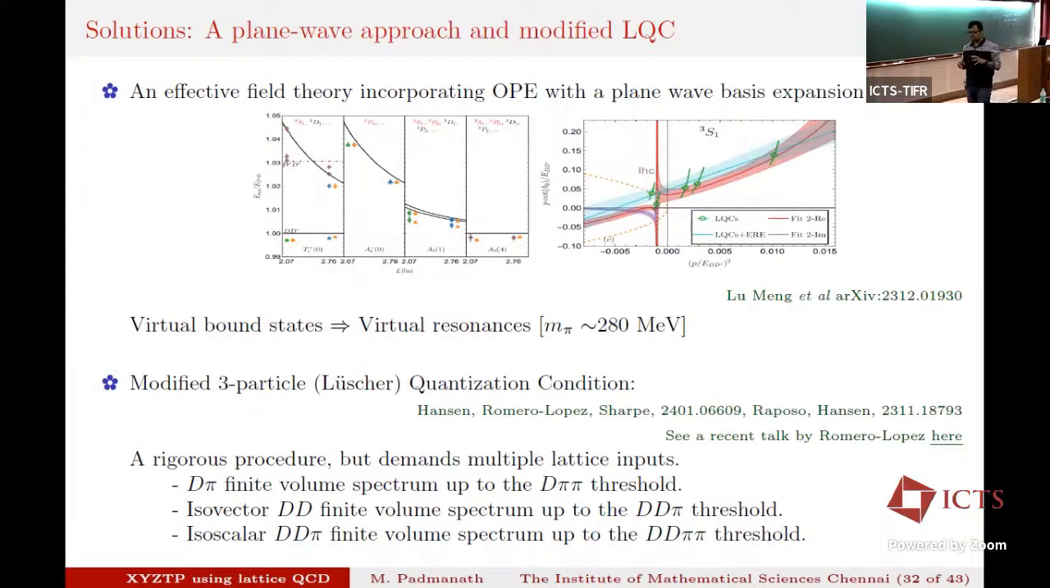An alternative procedure is to go for a more rigorous Lüscher-based quantization condition, which also includes a three-particle scenario, where you can also consider the third particle going off shell. But of course, this is the most rigorous procedure, and if somebody could do it, that could be a major breakthrough. The main reason why it is a major breakthrough is because of the demands of this kind of procedure. It demands a lot from the finite volume, which includes not just the two-particle finite volume spectrum, but also the three-particle finite volume spectrum, which you cannot see because it is hiding up until the four-particle threshold.